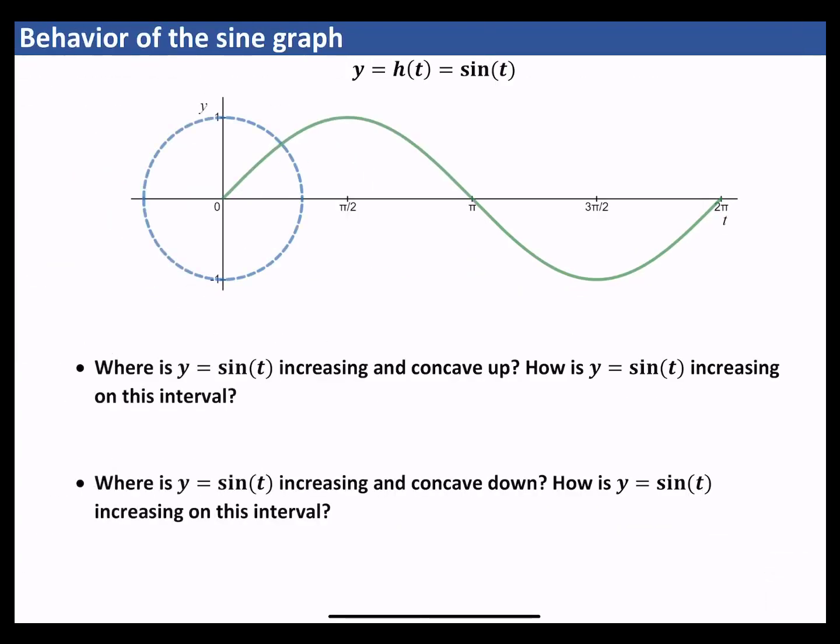So we still have the sine graph. Now we want to identify where y equals the sine of t is increasing and concave up. So we know that the sine function is increasing from 0 to pi over 2 and from 3 pi over 2 until 2 pi. And we only want to know where the sine of t is increasing and concave up. So we see that's actually true on the interval 3 pi over 2 to 2 pi.